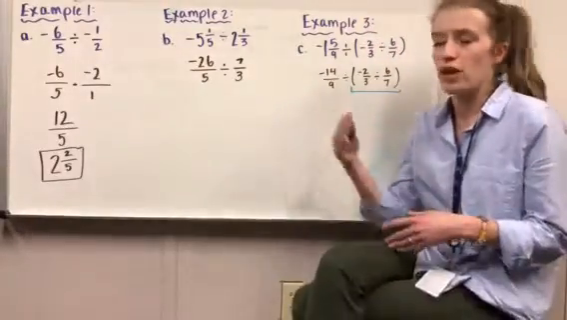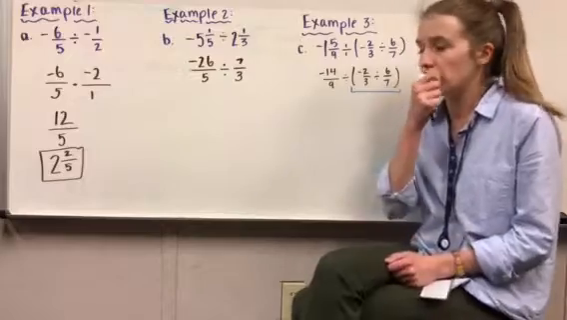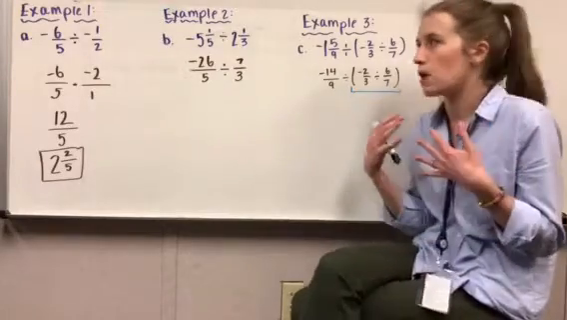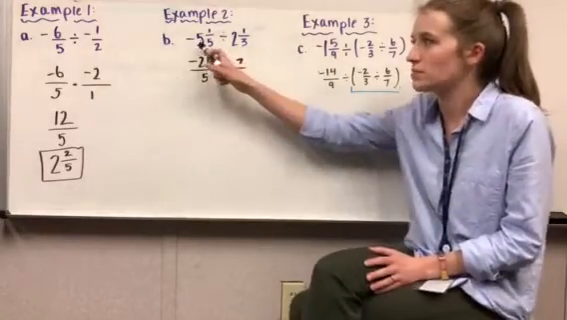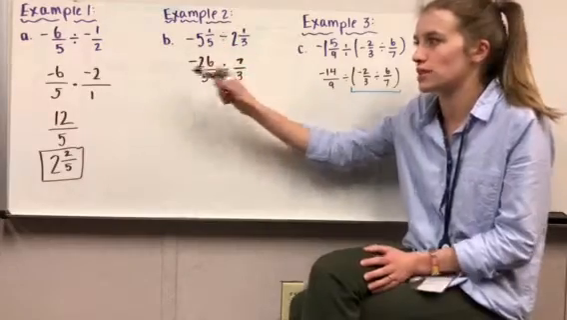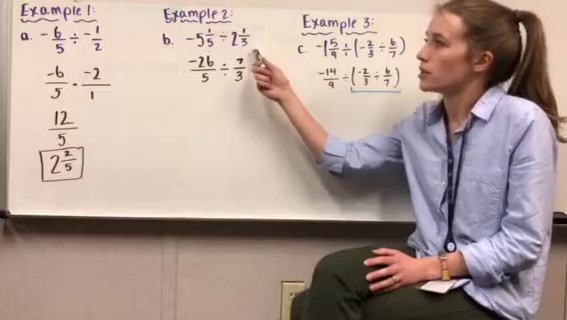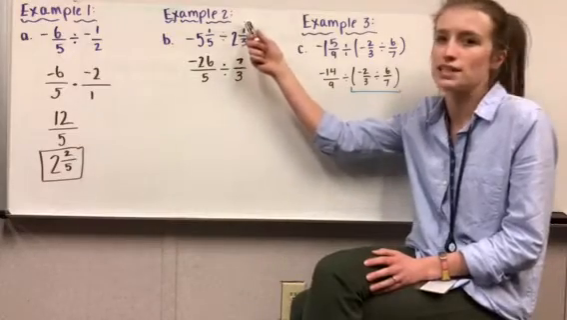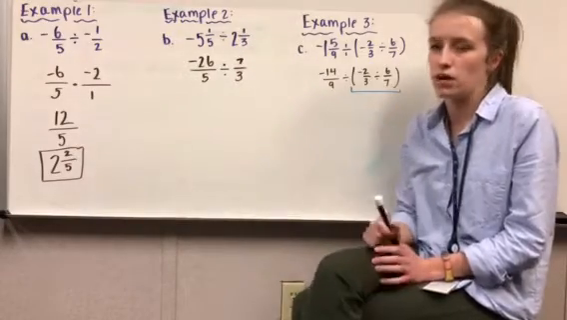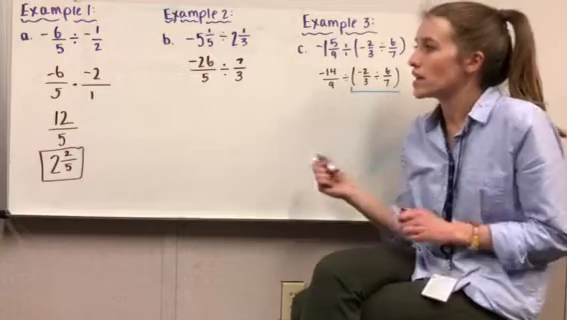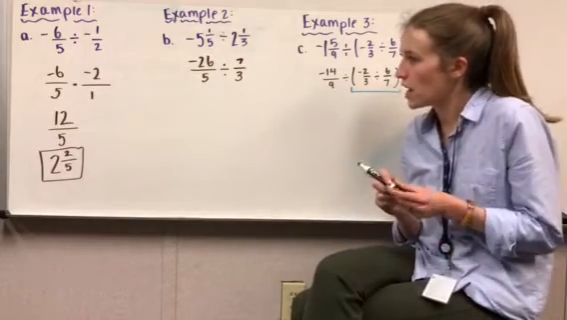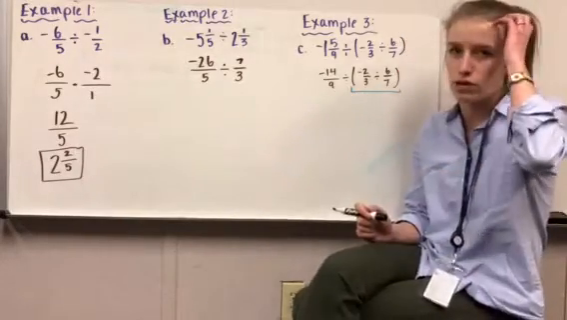Let's try example 2 together. My first step, which I already did for us here, was changing any mixed numbers to improper fractions. 5 times 5 is 25, plus 1 is 26. It's negative, so I have negative 26/5. 3 times 2 is 6, plus 1 is 7, so I have 7 divided by 3. Now I have negative 26/5 divided by 7/3.